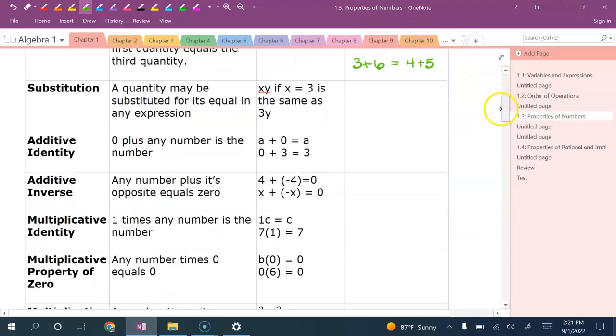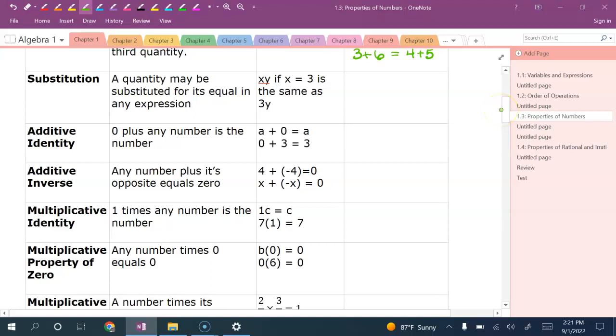This next property, substitution, is used very often, especially in algebra. Anytime that you take something and you replace it with a quantity in the problem, you're using substitution. So when we were doing section 2 with order of operations, we had some problems that you had to plug in the values of x, y, and z first before you could do the math. That was using substitution. So if I had something like x times y, but then they said that x was equal to 3, I could replace x with 3 then and say that that's 3y.